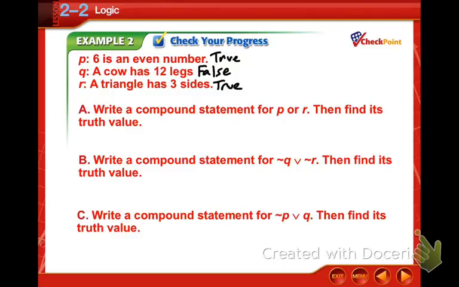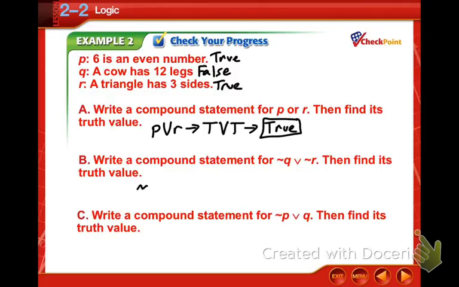Okay, so compound statements now. These are or statements, so P or R. We know that P again was true, or R we said was true. True or true. You're happy, everything's true. So if everything's true, no matter what, or and, it's true. If everything's false, no matter what, it's going to be false.